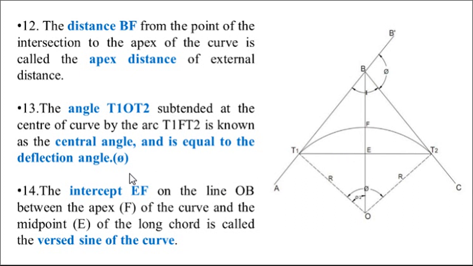Then the next term is the intercept EF. The intercept EF on the line OB between the apex F of the curve and the midpoint E of the long chord is called the versed sine of the curve. So this is a very important term.